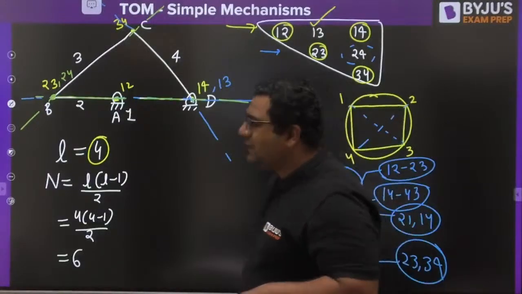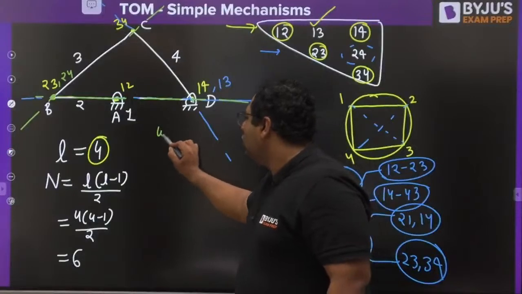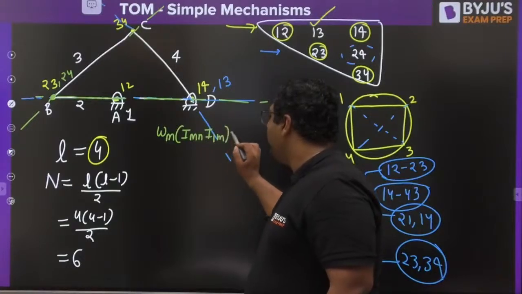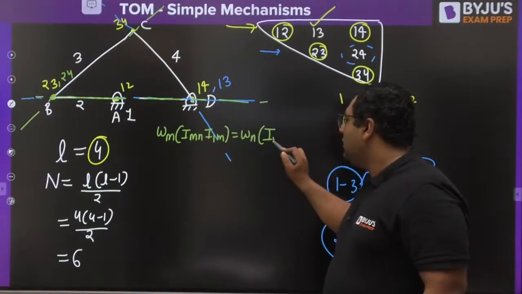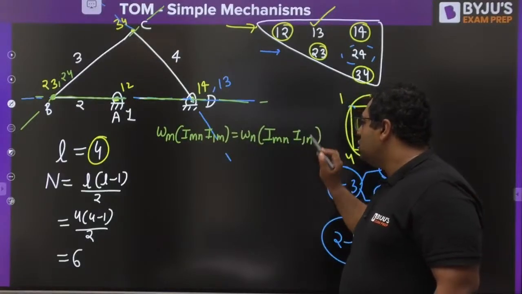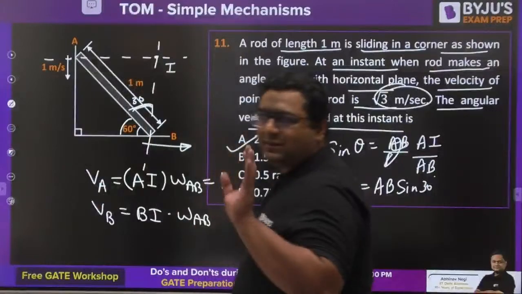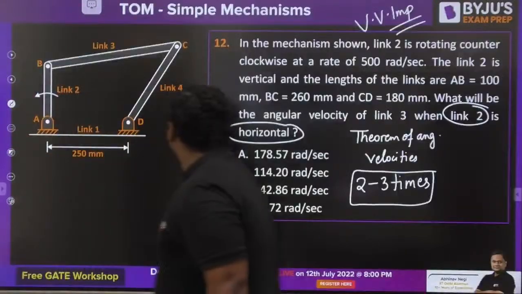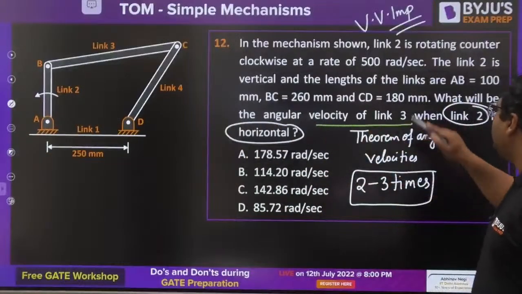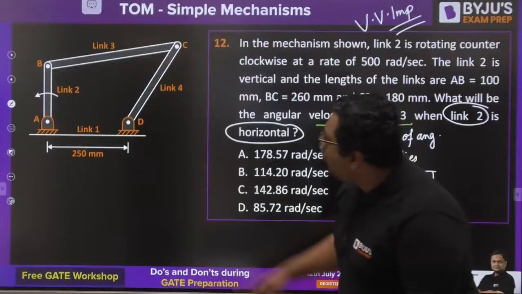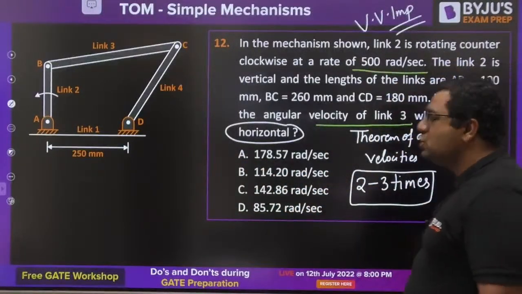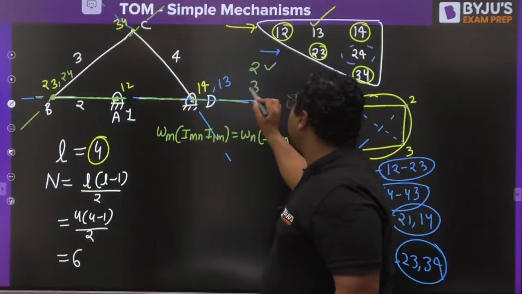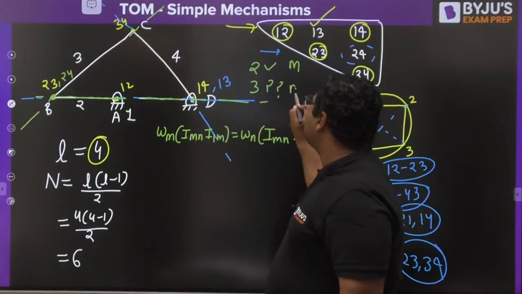Now we will be applying the theorem of angular velocity, which says omega m into I1m mn equals omega n into I mn I1n. They were saying in the question that you need to find out the velocity of link 3, and the velocity of link 2 they have already given to you. So 2 is known, 3 needs to be found out. So this will become m, this will become n.